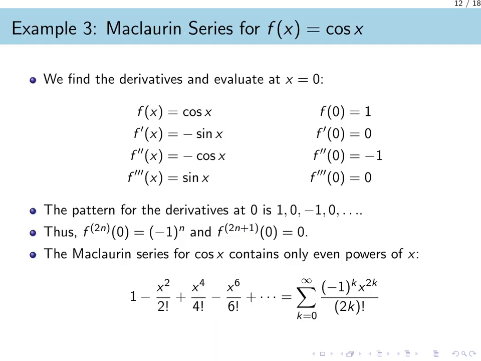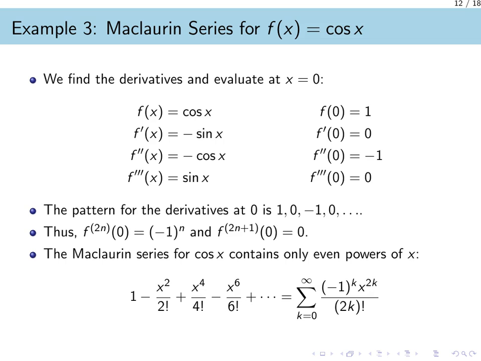Now let us apply the same process to find the Maclaurin series for the cosine function. This requires us to find the values of the function and all its derivatives at x equals 0. First, we list the derivatives. The function itself, cosine of x, is 1 at x equals 0. The first derivative is negative sine of x, which is 0. The second derivative is negative cosine of x, which is negative 1. The third derivative is sine of x, which is 0 again.